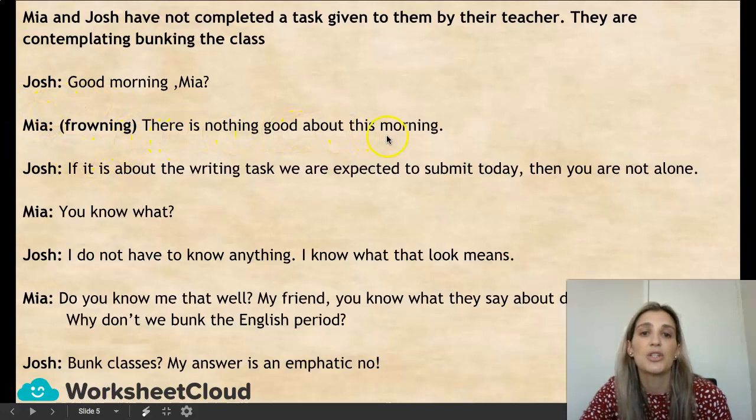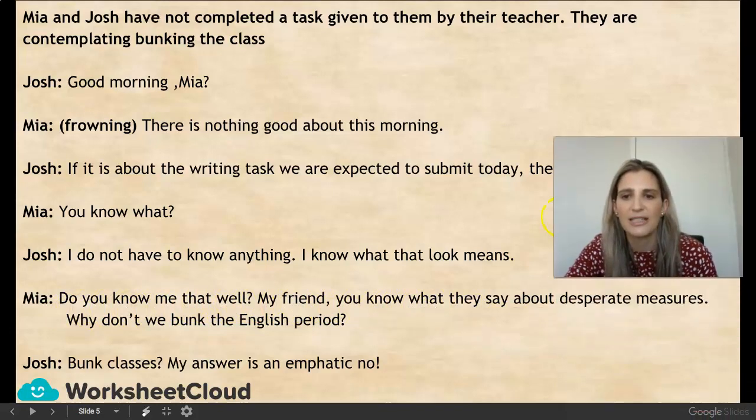There is nothing good about this morning, Josh says. If it is about the writing task we are expected to submit today, then you're not alone. You know what? I do not have to know anything. I know what that look means. Do you know me that well, my friend? You know what they're going to say about desperate measures. Why don't we bunk the English lesson? Bunk classes? My answer is an emphatic no.